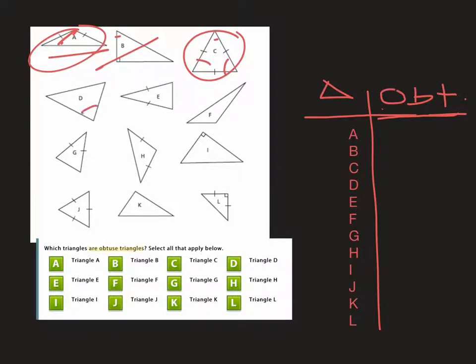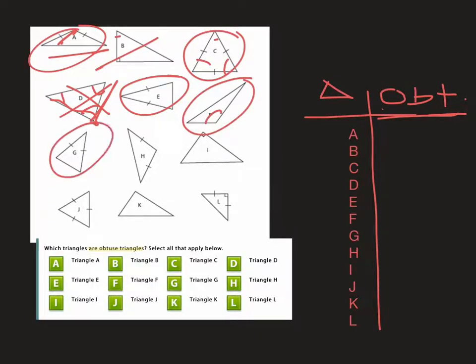D, this is less than 90, this is less than 90, and this is less than 90, because if it was a 90-degree angle, it would go like that. So D is acute. E is an acute isosceles triangle. F, if you look at this angle here, that is obtuse. So that is an obtuse triangle. These are all smaller than 90.